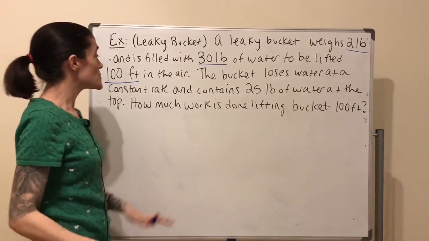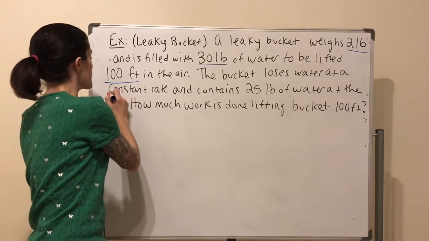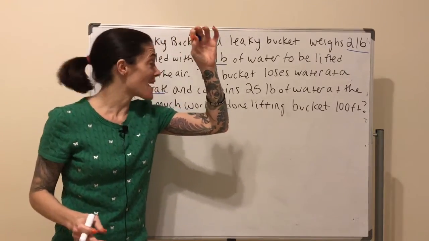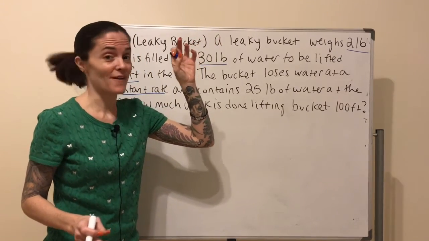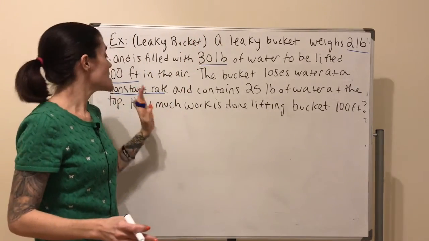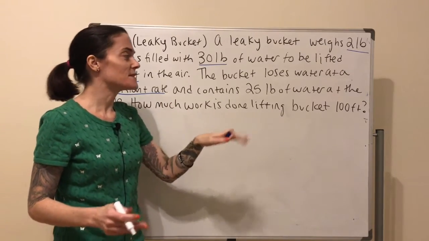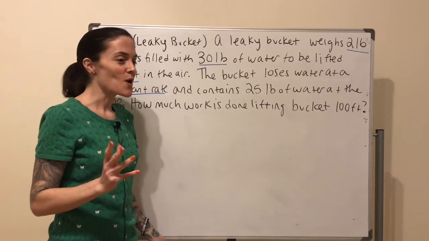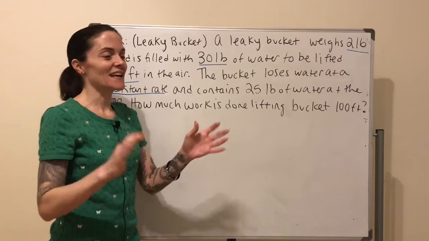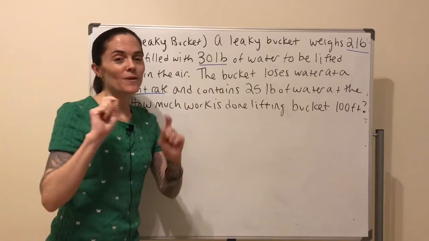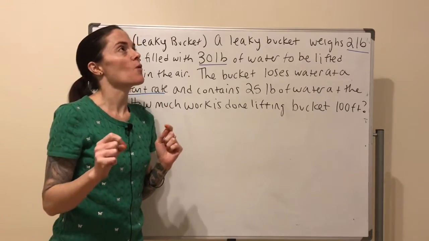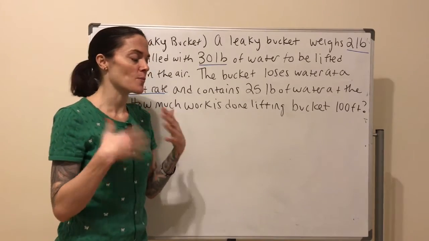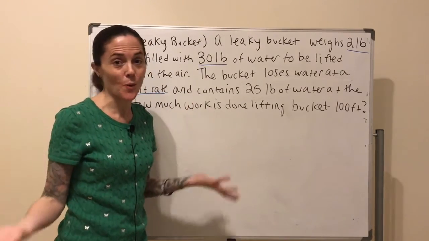Then the bucket loses water at a constant rate. And when we are 100 feet in the air, the bucket has only 25 pounds of water left. We want to know how much work is done lifting this bucket the 100 feet. Now, I will say also, let's say you lift it with a rope, we're ignoring the weight of the rope. Or if there's some other system that lifts it, we're ignoring that for this. You can think about the rope being of negligible weight, for example.